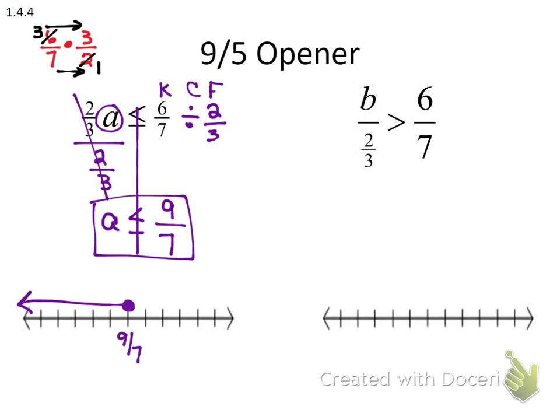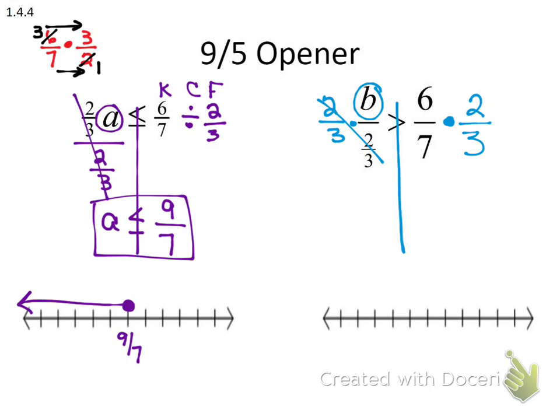So, move to our next one. b divided by 2/3 is greater than 6/7. So how do I get the b by itself? Times. So 2/3 divided by and multiply, those cancel. So whatever I do on one side, I do on the other. And I'm going to write these right up next to each other.